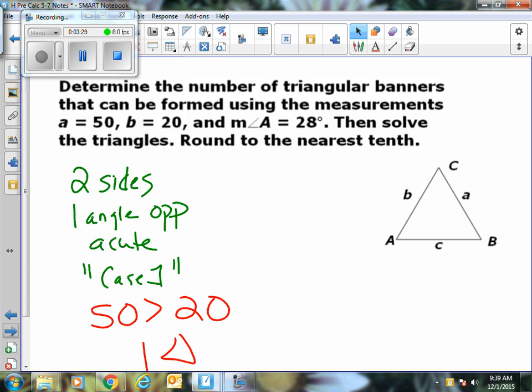Okay, the next one we did looks like this, and I wanted to talk back over this again. You know, two sides and an angle opposite again. The angle opposite was acute, so I know it's case 1. So all that writing in green, that's what we thought about yesterday. Now, how did I know immediately that there was one triangle?